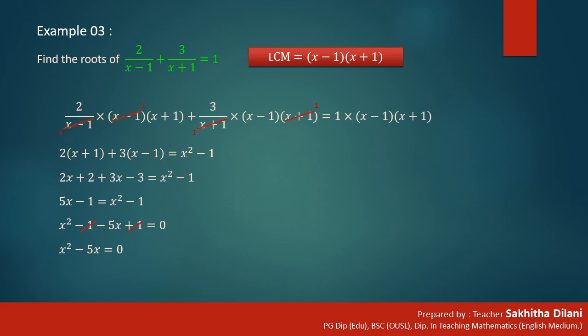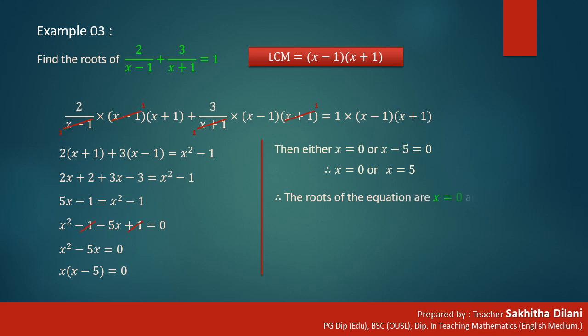There is a common factor, that is x. So it can be written as x into x minus 5 by factorizing. For the product of x and x minus 5 to be 0, either x equals 0 or x minus 5 equals 0. Make x the subject in the simple equation x minus 5 equals 0. That is, x equals 5. Thus, the roots of the equation are x equals 0 and x equals 5.